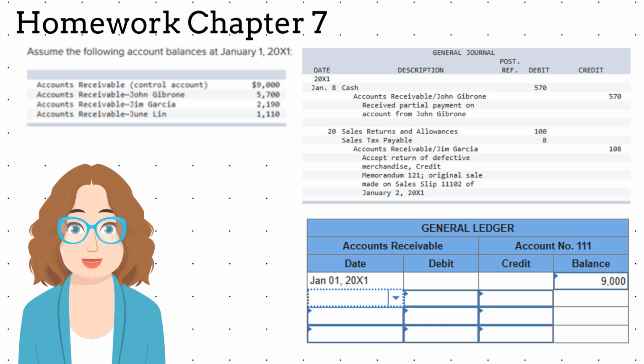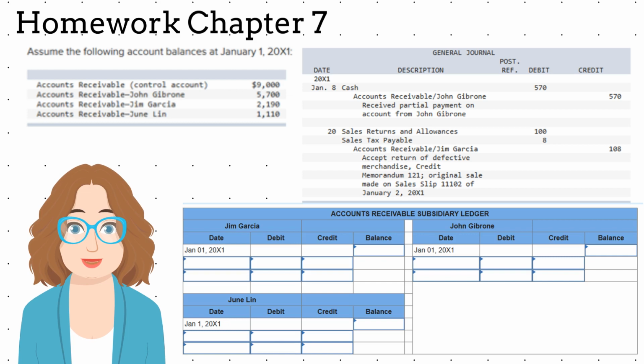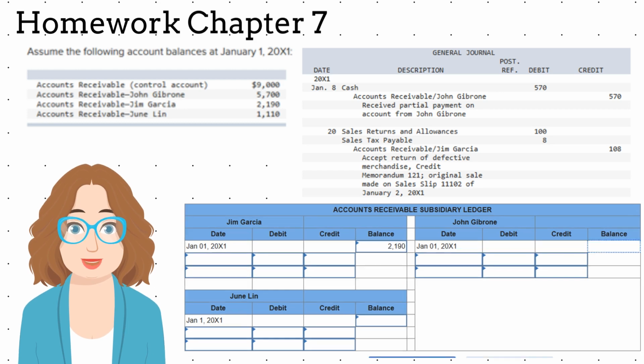For the second part of the homework, you'll now enter the opening balance for each customer into their AR subledger. For instance, Jim Garcia has a beginning balance in this example of $2,190. Once you have entered the beginning balances, you can now enter the transactions.